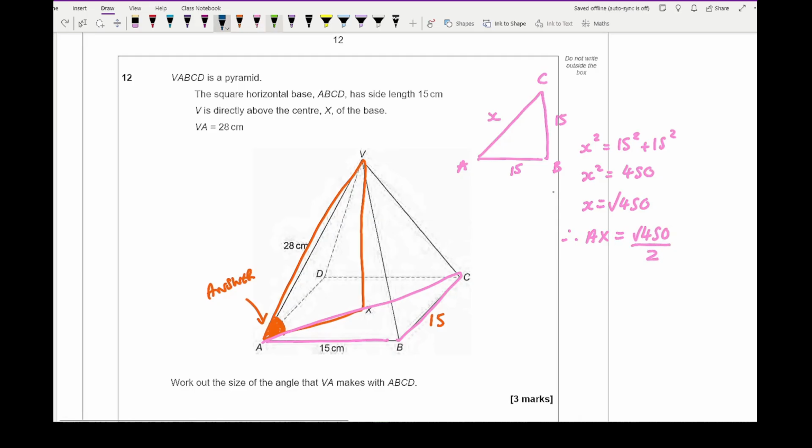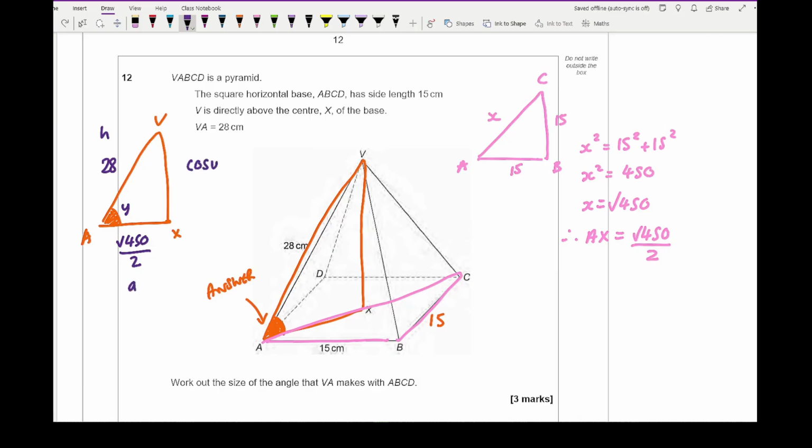So if I then draw this orange triangle, or what's trying to look like a triangle, this is A, this is V, and this is X. I now know that this length here of AX is root 450 divided by 2. Now, I also know that A to V is 28. So using this triangle and using SOHCAHTOA trig, if I just label this as y, then this is my hypotenuse, this is my adjacent, so I need to use cos.